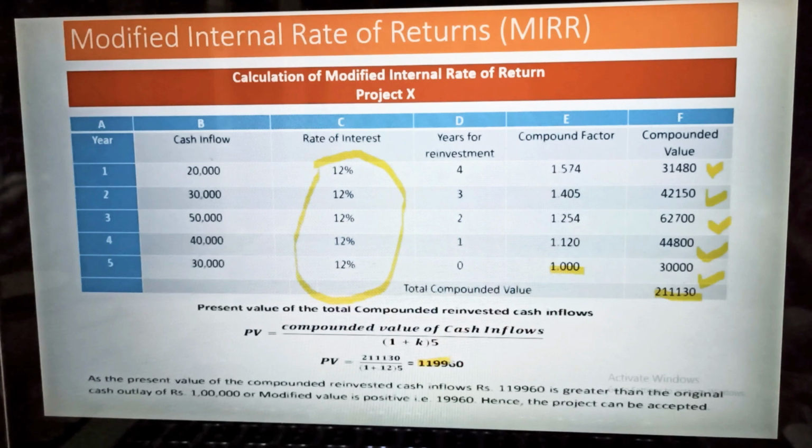When you calculate, you will get 1,19,960. In this case I have written the comment: the present value of the compounded reinvested cash inflows is rupees 1,19,960, which is greater than the original cash outlay of rupees 1 lakh, so the modified value is positive. 1,19,960 minus 1 lakh is positive, 19,960. Hence the project can be accepted. In the case of project X, you can accept this.